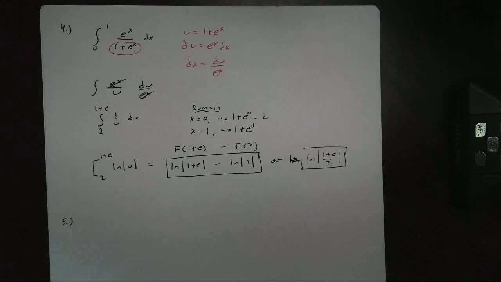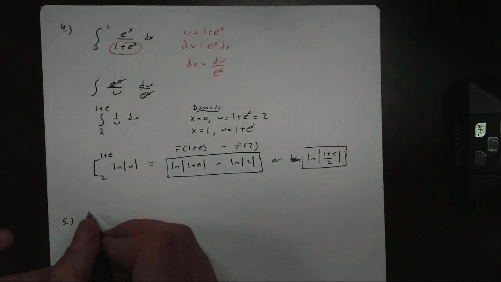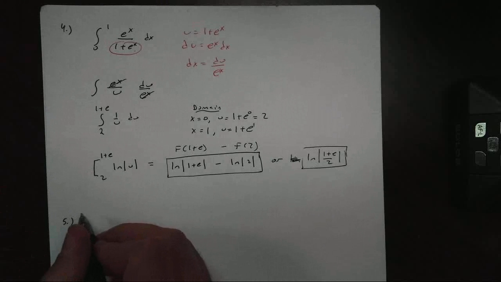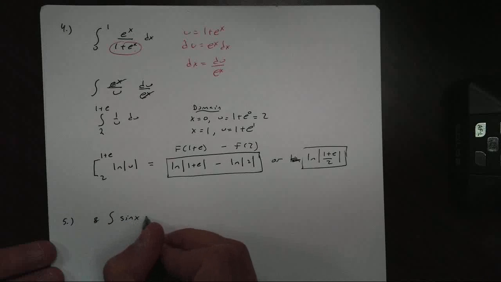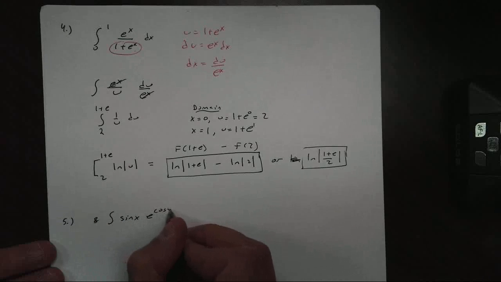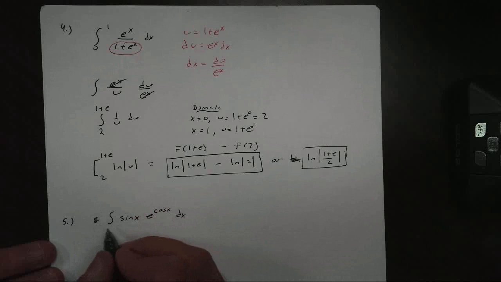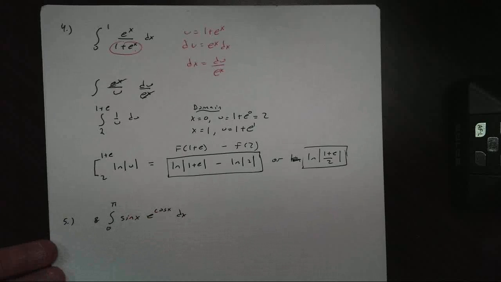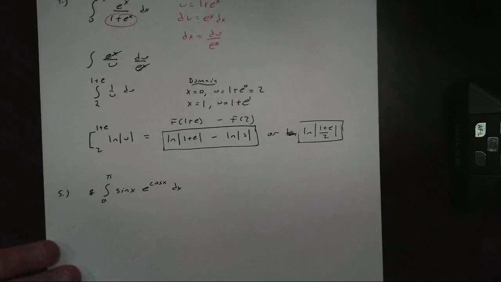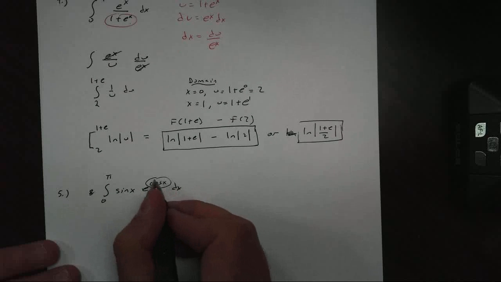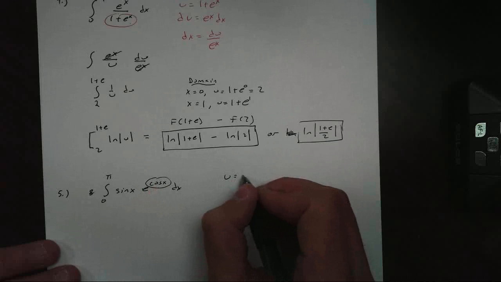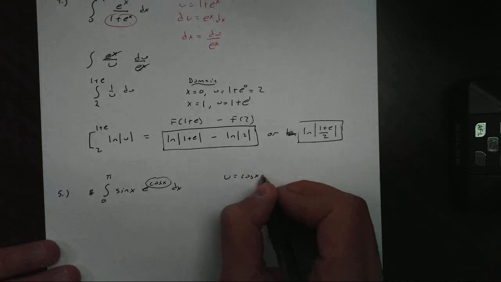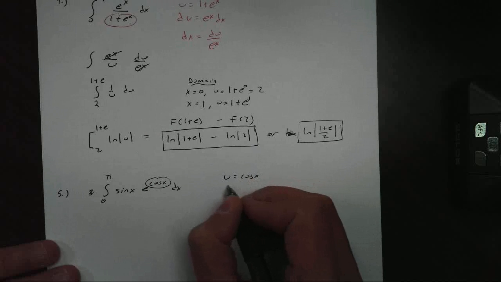So let's take a look at number 5 here. Let's see what happens if we try to add a trig function to this. Let's do the antiderivative of the sine of x e to the cosine of x dx. And let's try to integrate this from 0 to pi. Keep it simple for us. So there's our u. So u equals cosine of x.